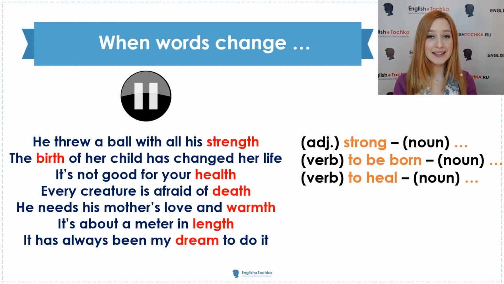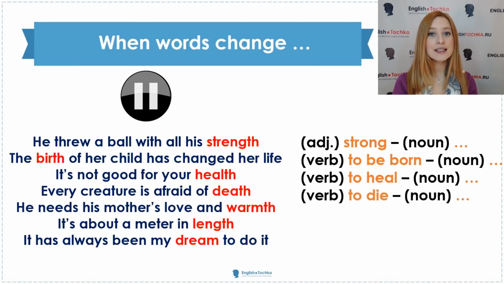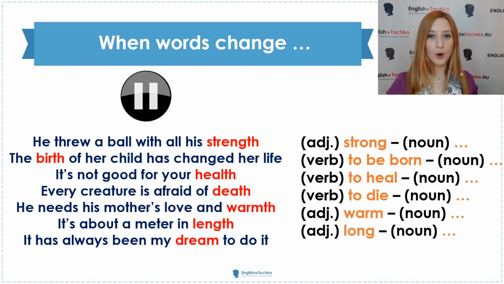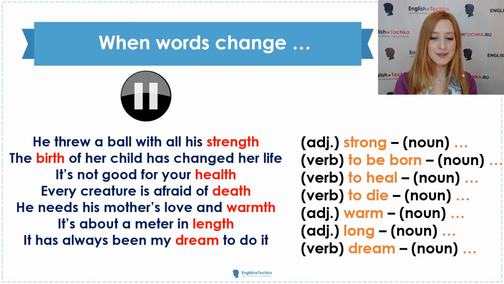So we can be healthy. It means that we have good health. To die is a verb, but a noun is death. Warm is an adjective, and a noun is warmth. Long is an adjective, but a noun is length. And dream, that just doesn't change. This word doesn't change at all. So see, a verb is to dream, and a noun is my dream, a dream. Yeah, no change. Some words, they just don't change.